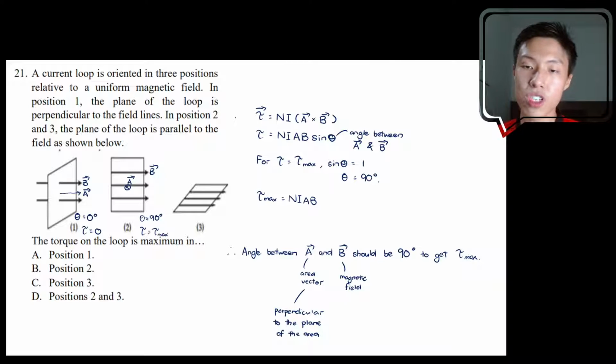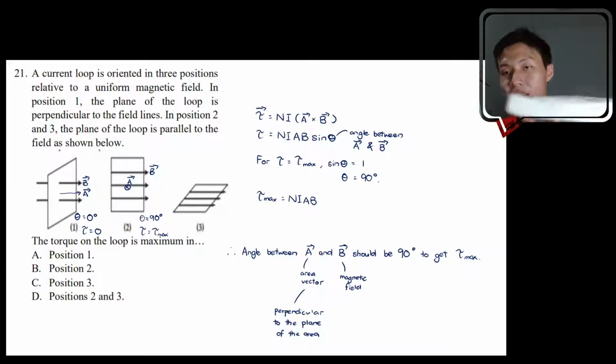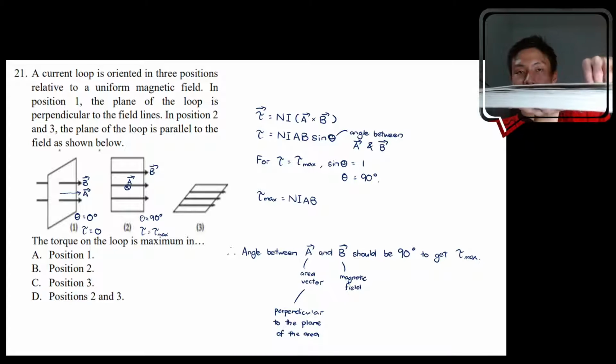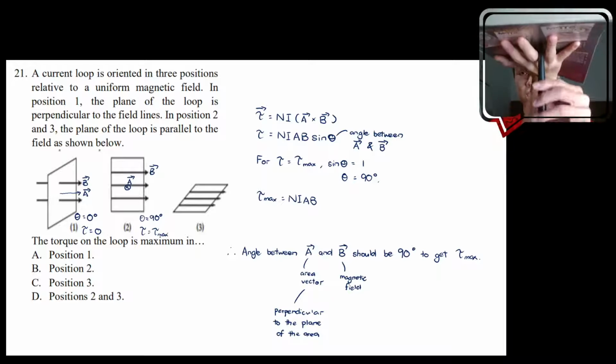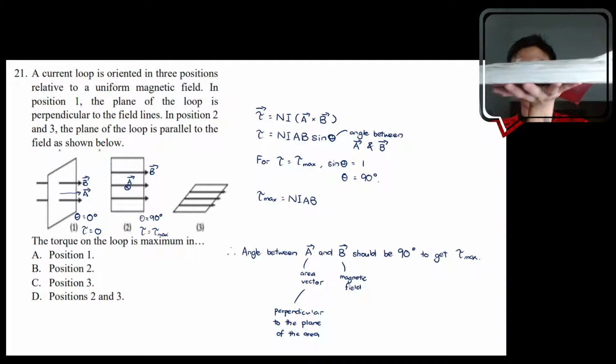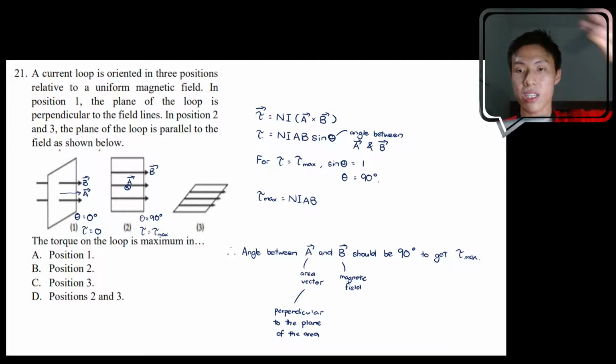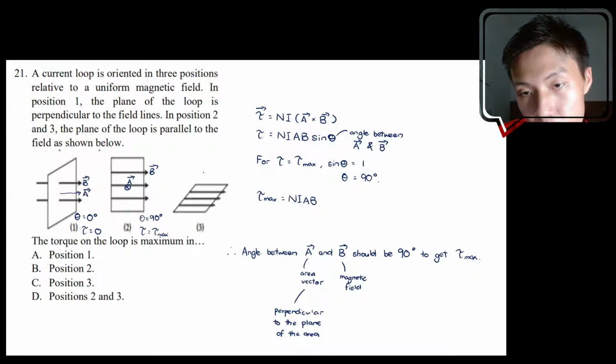Okay, let's look at position 3. In position 3, they lay your current loop flat like this, and they have your magnetic field pointing to the right. So your area vector is either pointing this way or pointing this way. No matter what, it should be perpendicular to the plane. So let's pick upwards as our direction here. I'll pick upwards as the area vector.